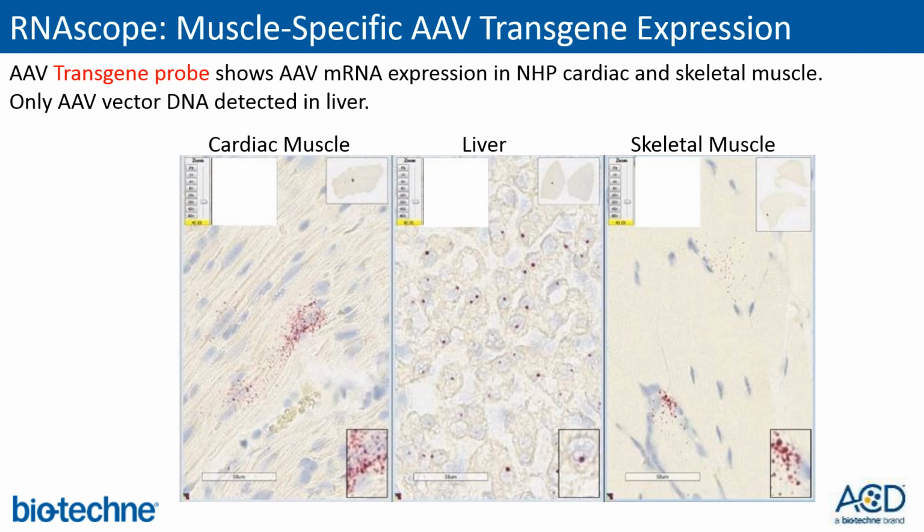So the few dots you see in each individual cell in the liver correspond to AAV genome, and the signals you see in the cardiac muscle and skeletal muscle are predominantly a transcript. Of course, there'll be some few dots in the nuclei of those cells as well, corresponding to genome. But this again is just to emphasize the fact that these probes detect both RNA and DNA.